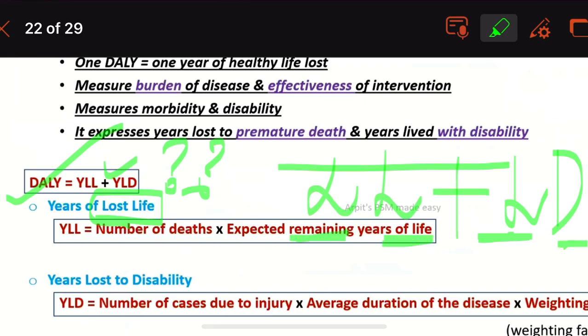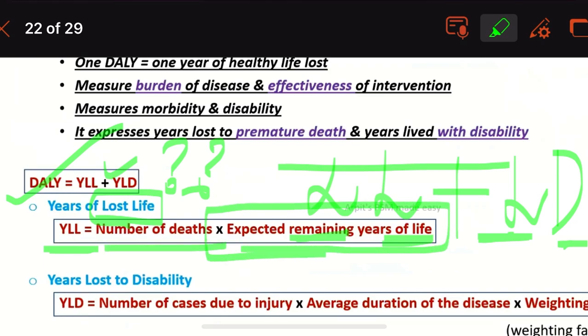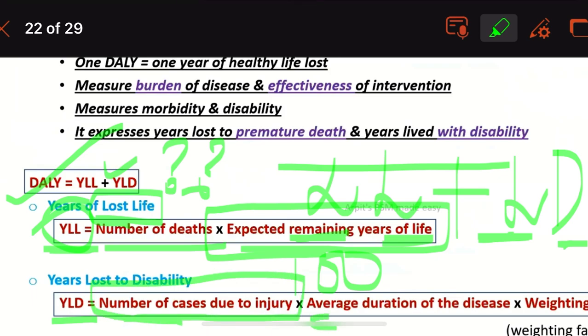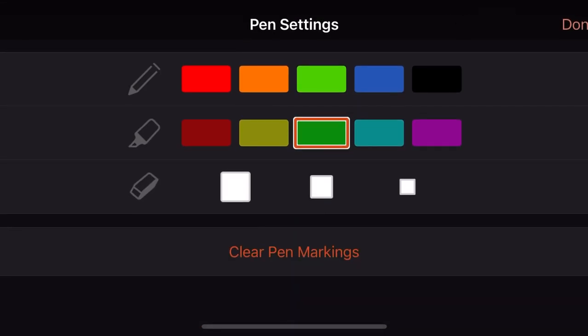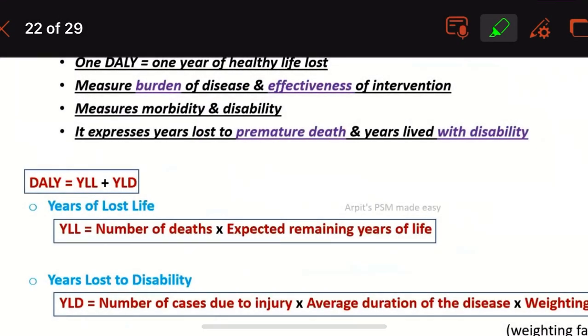So now let us see. Years of life lost is the number of deaths into the expected remaining years of life. So how much expected remaining life did he lose because of that particular disease? Years lost to disability is the number of cases occurring due to the injury into the average duration of disease into the weighting factor. The weighting factor is what determines the severity of the disease.